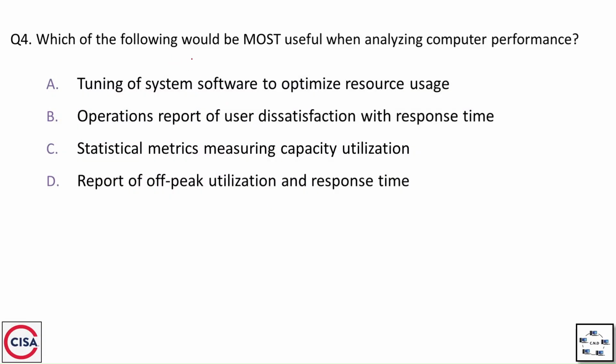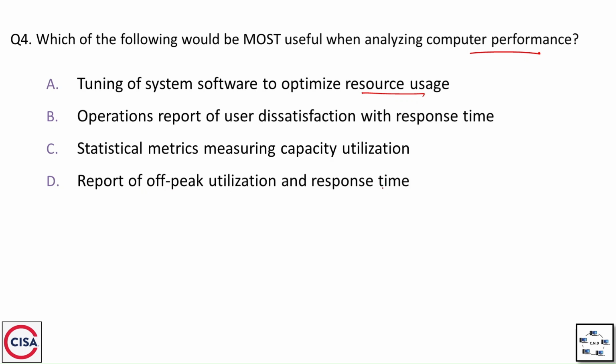Question number four: which of the following would be the most useful when analyzing computer performance? Option A, tuning of system software to optimize resource usage. Option B, operations report of user dissatisfaction with response time. Option C, statistical metrics measuring capacity utilization. And option D, report of off-peak utilization and response time.